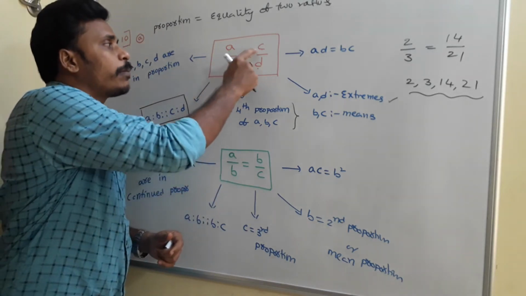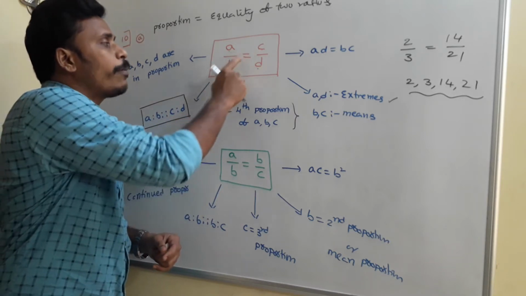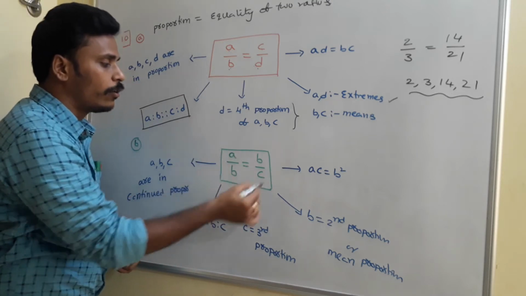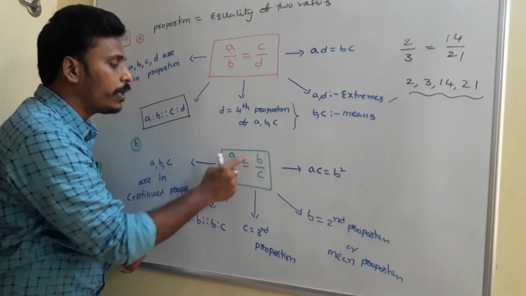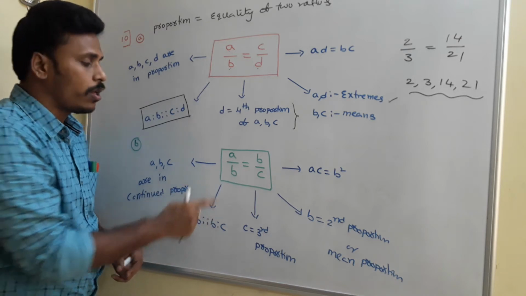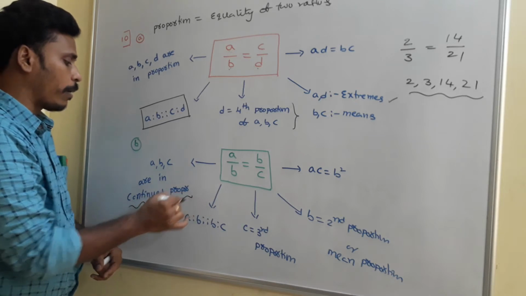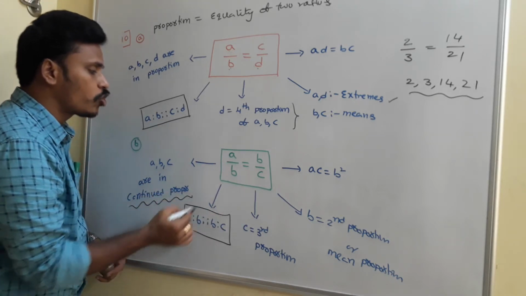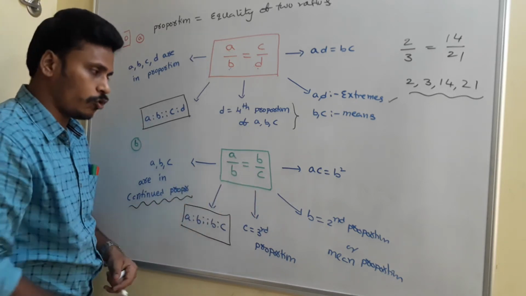Then the second case. If these mean elements B and C are the same, I am repeating, then the equality looks like this: A by B is equal to B by C. If A by B is equal to B by C, then there are only three elements instead of four, A, B, C, and we say that A, B, C are in continued proportion. The representation is just like above. A is to B and B is to C, they are equal.